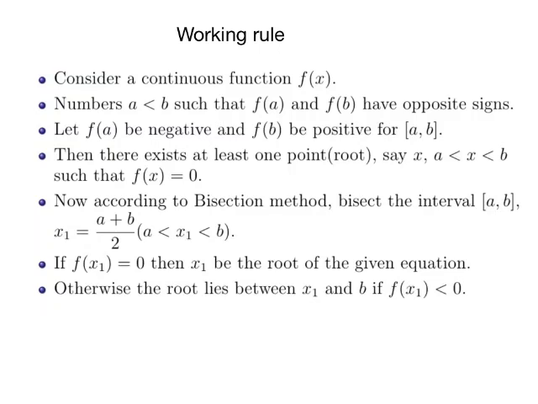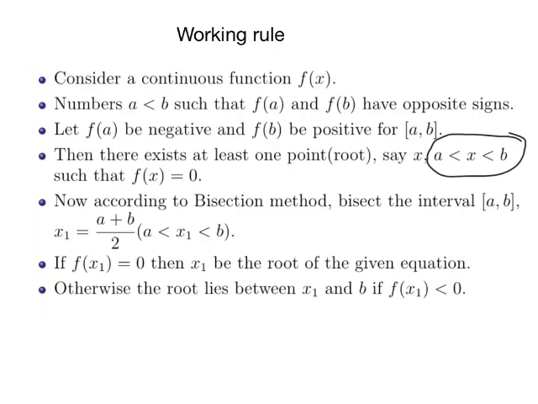That is, then there exists at least one point, that is root, say x lying between a and b, such that f of x is equal to 0. Now here I have given a bisection method to find the initial value x naught.